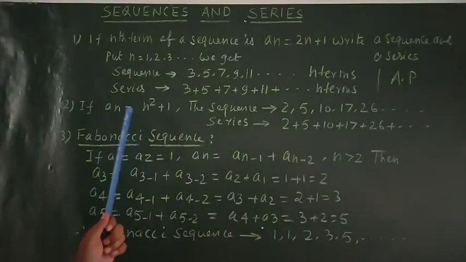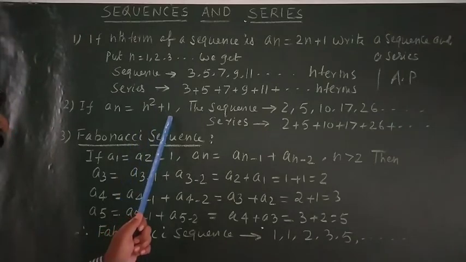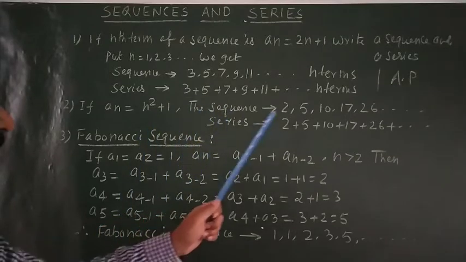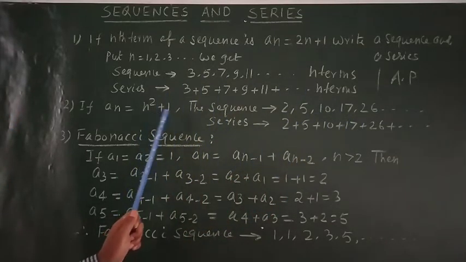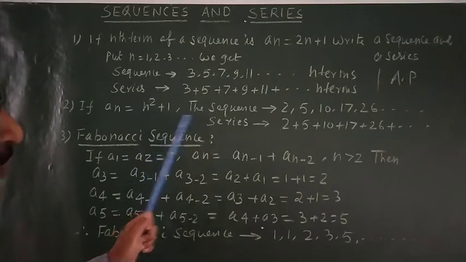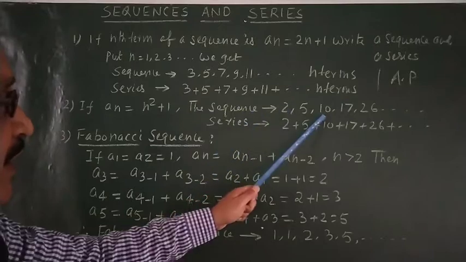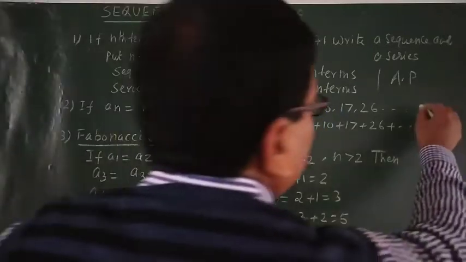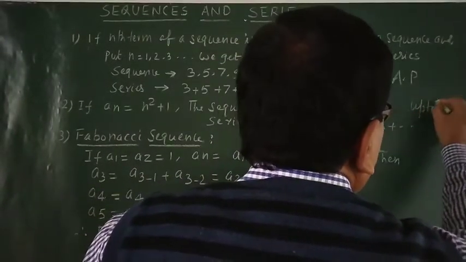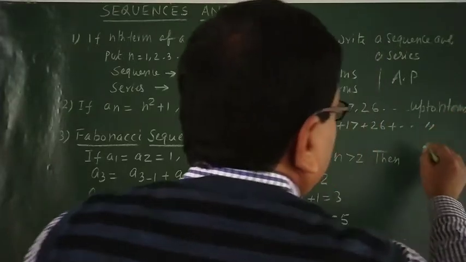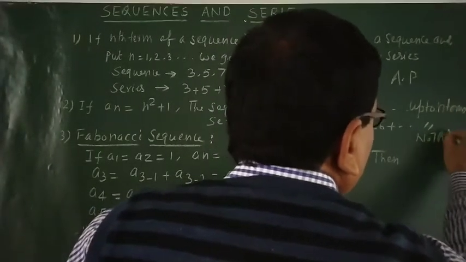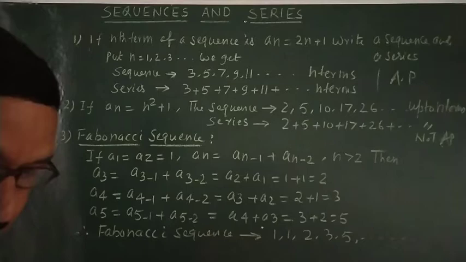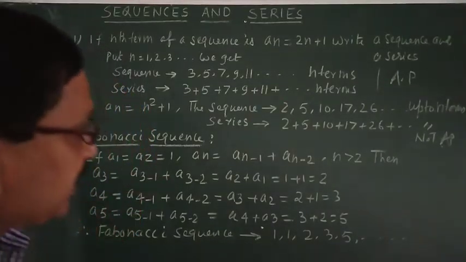But in the second question, if the nth term of the series is n square plus 1, then the sequence, putting n equal to 1, 2, 3, 4, 5, 6, we get this. If you put 1, you get 1 plus 1, which is 2. Put 2, you get 2 square plus 1, which is 5. Put 3, 3 square plus 1, which is 10. Then 4 square plus 1, which is 17, and 5 square plus 1, which is 26. But this is not an AP, up to n terms. So it is not necessary that the series formed will be an AP, arithmetic progression.